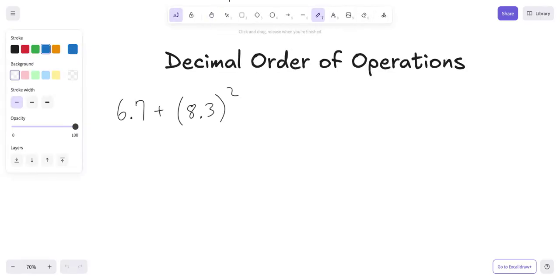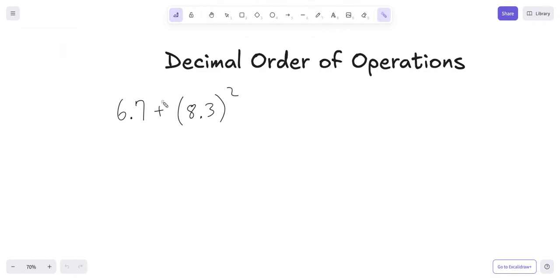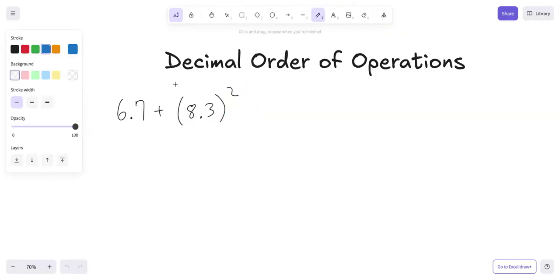Okay, number 1. Here I have addition and exponents. So according to orders of operations, I have to do exponents first. This is not 8.3 times 2. This is 8.3 times itself. So 8.3 times itself, so 2 times.